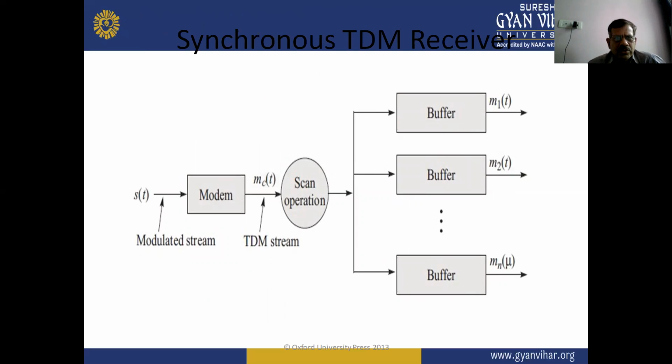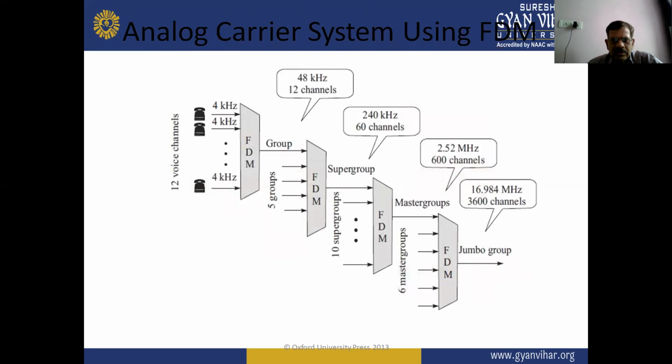and this is also the synchronous TDM receiver, with the reverse process as compared to the TDM transmitter, and the original signal or message signal is received here at the different buffer outputs at the receiving end. So this is the analog carrier system using FDM.